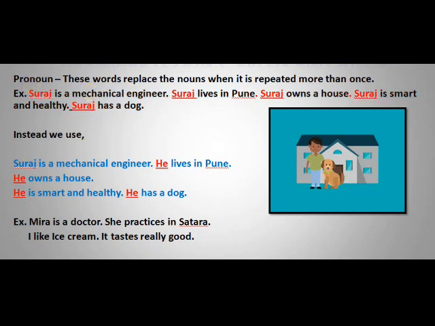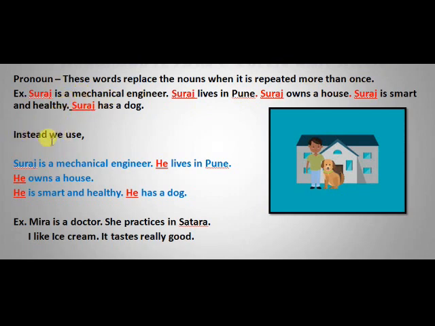What's a pronoun? These words replace the nouns when they are repeated more than once. For example, I would like to explain it in a very easy manner. See here, when we read that Suraj is a mechanical engineer, Suraj lives in Pune, Suraj owns a house, Suraj is smart and healthy, Suraj has a dog. Here in this particular sentence, there are some errors. What is the error? We have to continuously repeat this particular name, Suraj, again and again, which is improper.